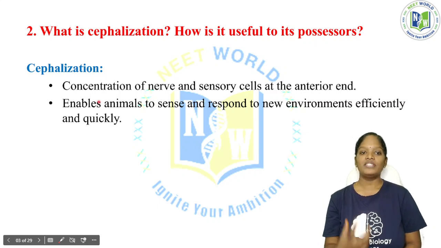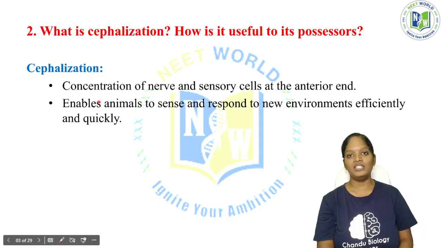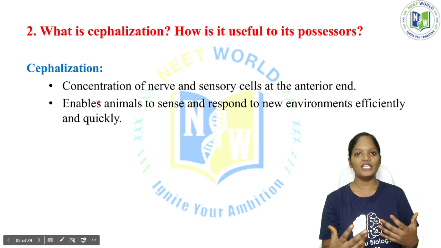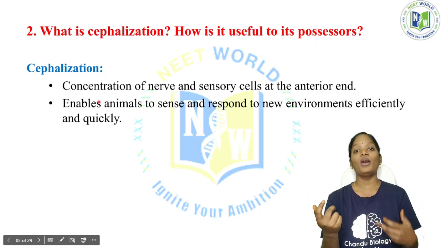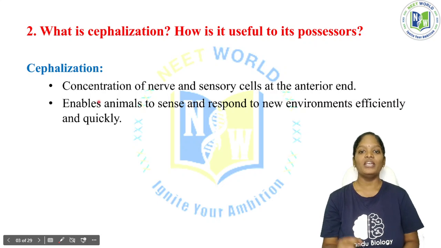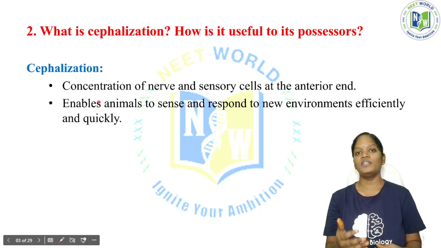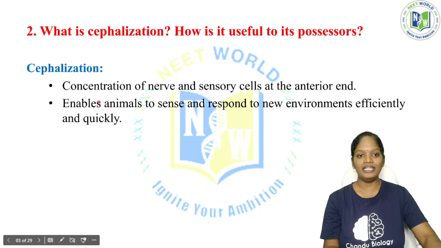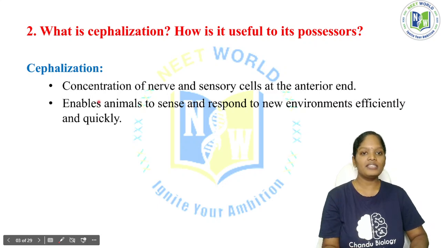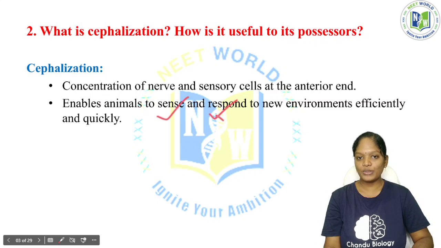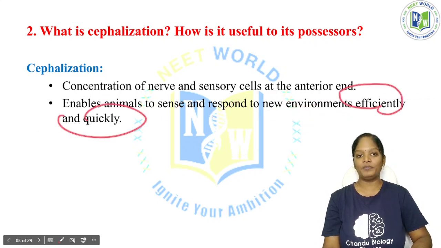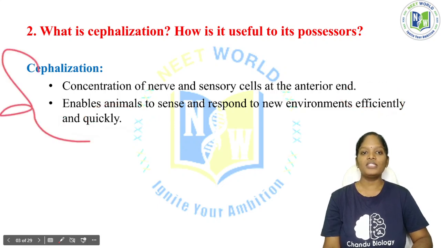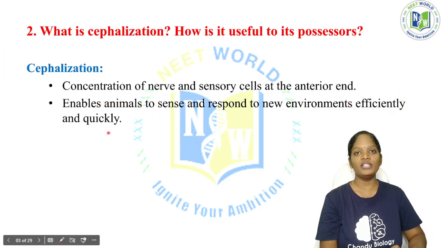See here, the word cephalo means the head region. What happens if the head region is formed? There will be the formation of sensory cells as well as nerve cells. We know how the nerve cells and sensory cells are very important to respond to stimuli. So as the concentration of nerve cells and sensory cells is higher in the anterior end, this enables the animals to sense as well as respond to the newer environment efficiently and quickly. This is the important keyword. So this is why cephalization is useful for its possessors.